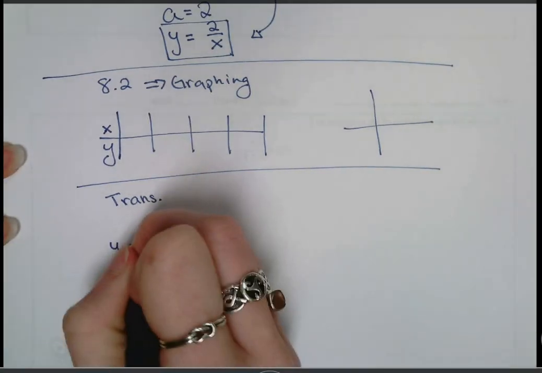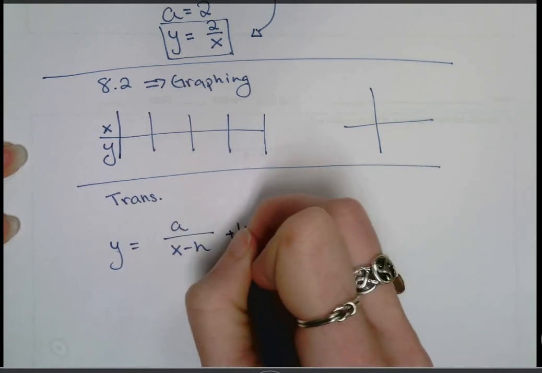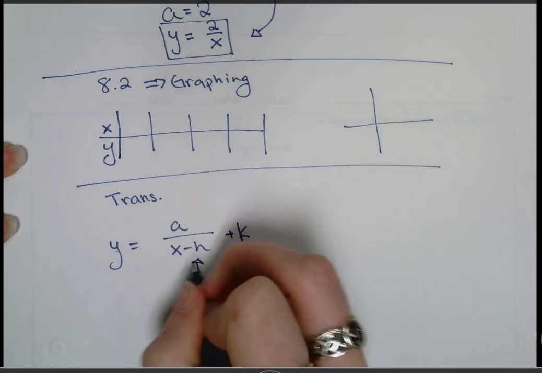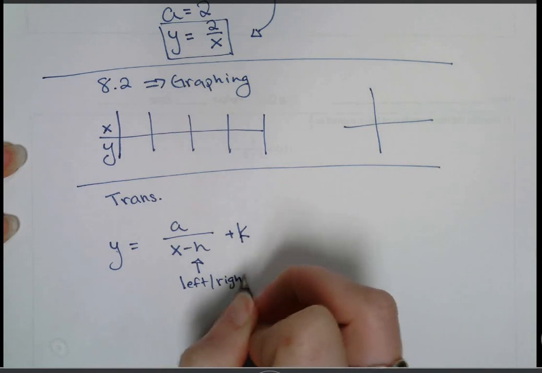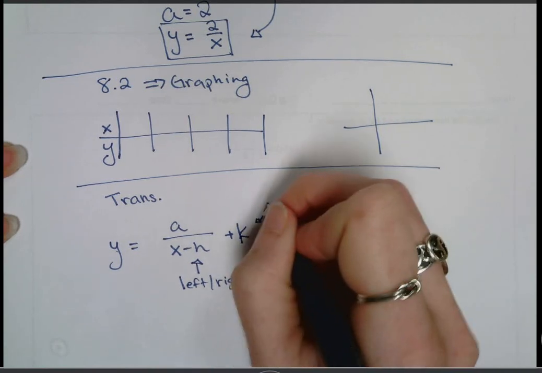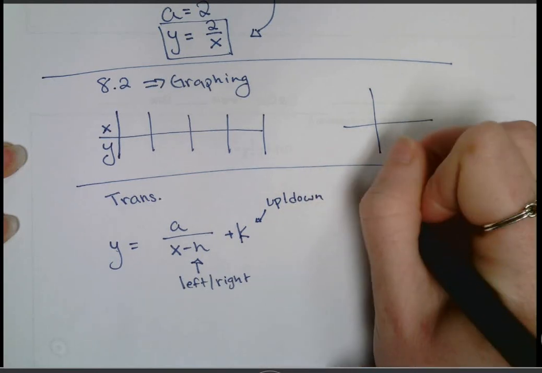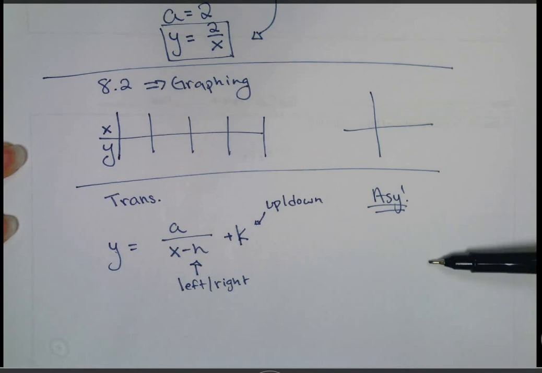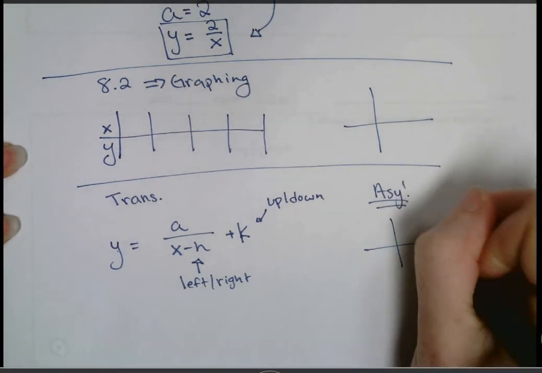So we have y equals a over x minus h, plus k. So in this case, remember, if we have an h value, that's going to move it left and right. A k value is going to move it up and down. So look at your asymptotes. Say, hey, did this shift up, down, left, or right? Because typically they're on our x and y axis.